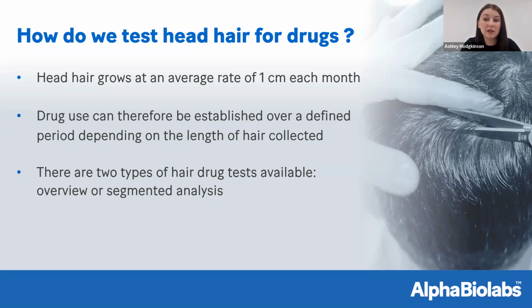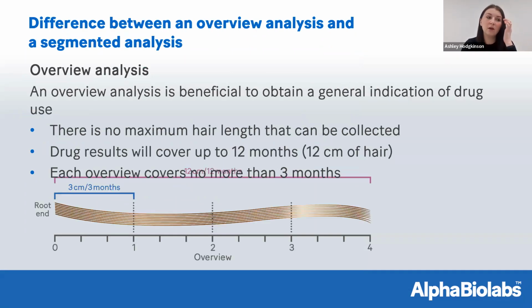There are 2 types of analysis that are available for head hair testing. So again, it totally depends on what you're looking for. And this we'll loop back to at the end of the presentation. It's really important to consider what you need to get out of the testing before you go ahead and instruct. And again, if you contacted us, we could advise you on what would be the best options. But for head hair testing, we look at 2 types. We look at an overview and a segmented analysis. So I'm just going to talk about what those 2 things mean.